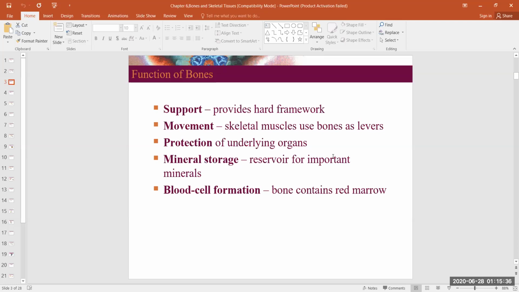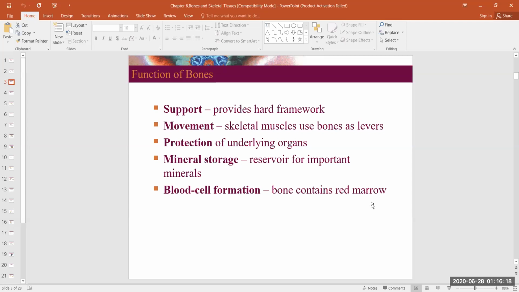These minerals, calcium and phosphate, you need all the time in your body to function properly. Every cell needs calcium and phosphate for function. Neurons need calcium and other compounds for function. And when there is a lack of calcium in your blood or in other body parts, it is bone which releases calcium. That's why it is a storage.